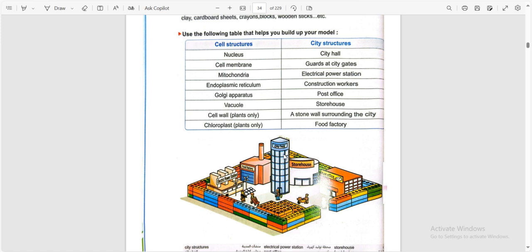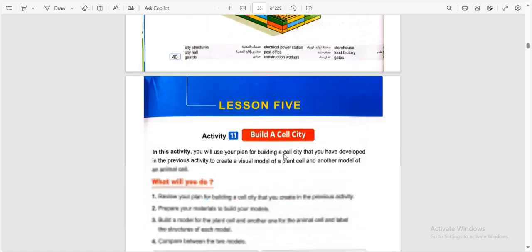And if we have a stone wall surrounding the city, this is like a plant cell, this is like the cell wall. And the food factory is like the chloroplasts, because this is the main source of food, the photosynthesis process. Good.